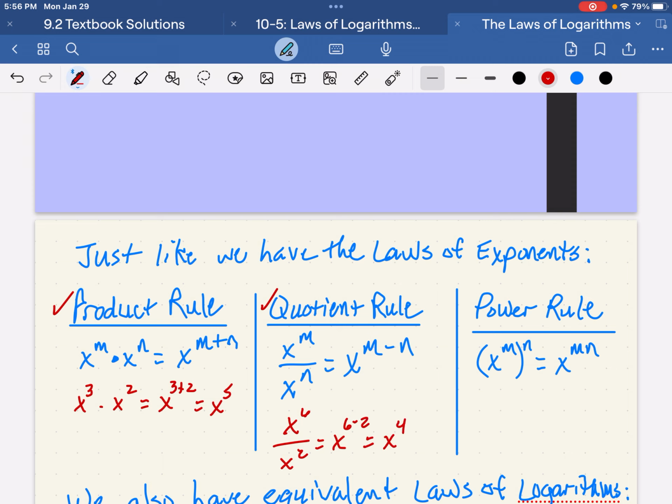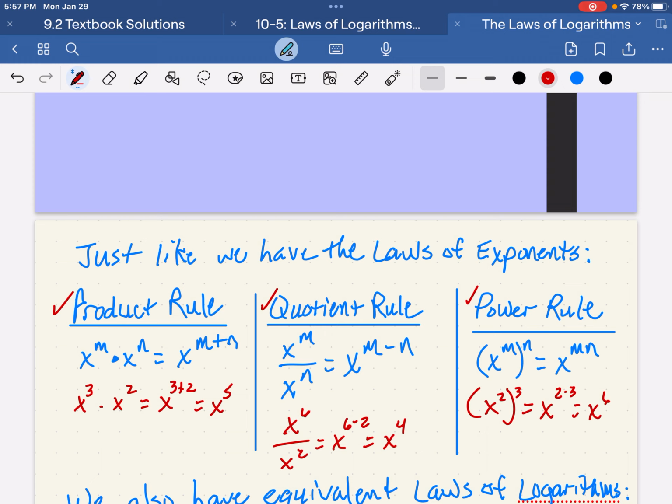It's the quotient rule. You also have the power rule that says if you have something like x squared being cubed, that's equal to x to the 2 times 3 power. So we would say that's equal to x to the 6th power. These powers help you a lot when you're dealing with polynomials and multiplication and division and stuff like that.